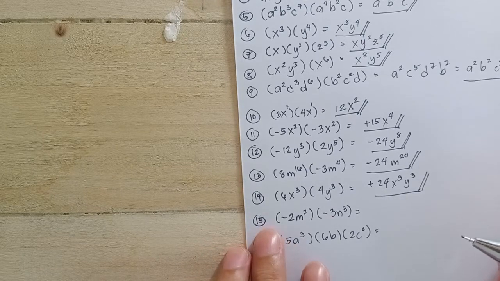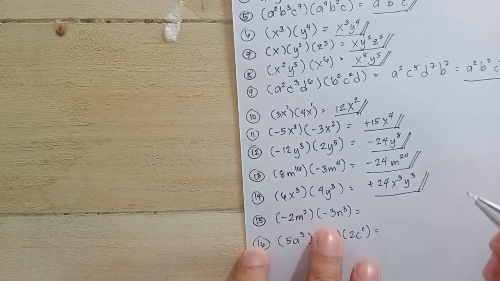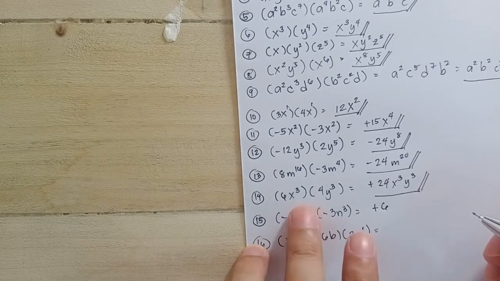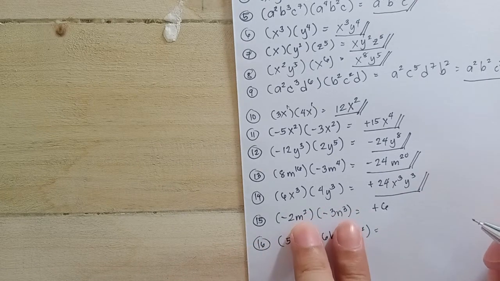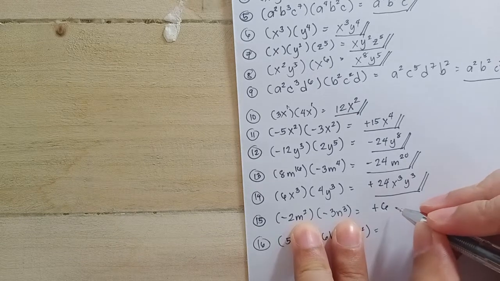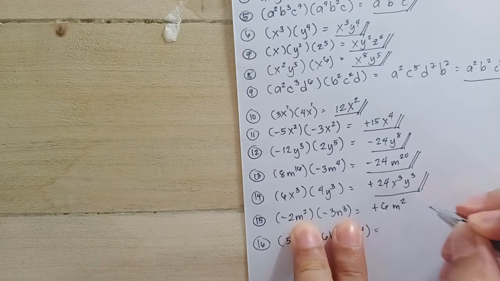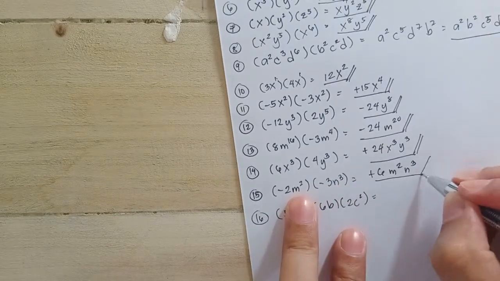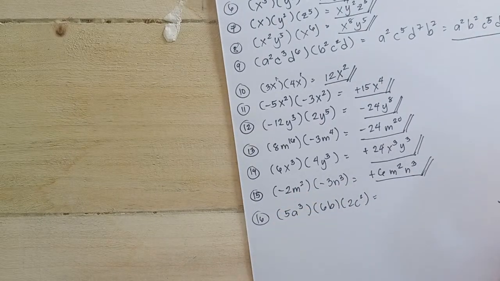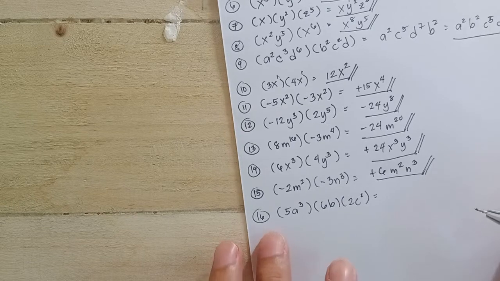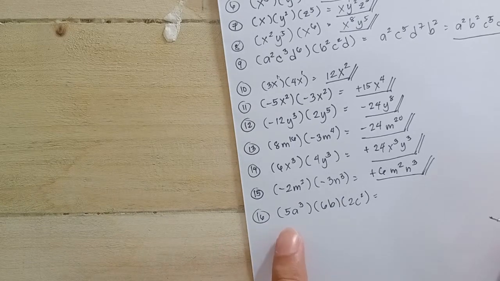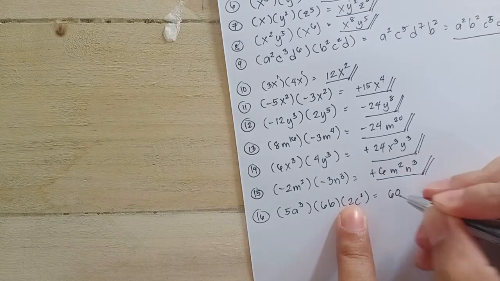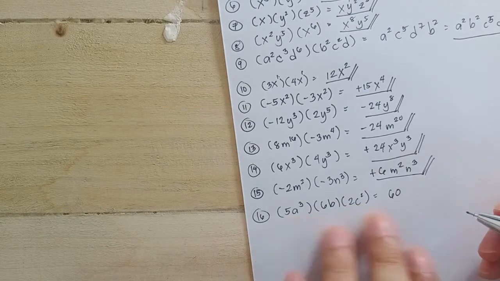Next, number 15. Negative 2 times negative 3. Positive 6. M raised to 2 times N raised to 3. Again, magkaiba yung letter. So, therefore, you'll just copy. Number 16. Next, i-multiply mo muna lahat ng numbers. 5 times 6 is 30 times 2, 60. Anong sign? Positive, since positive sila lahat.